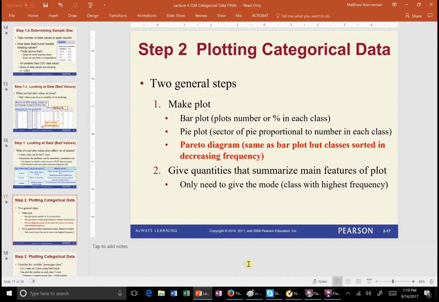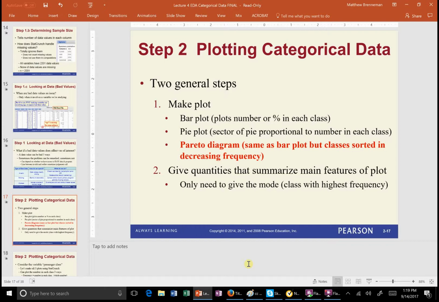Quantitative is much more complicated. And so, a bar plot is just plotting the number in each class or the percentage. A pie plot is where you have a pie and the sector is kind of proportional, the area is proportional, right? Or the angle maybe is proportional to how many are in the class. And a Pareto is the same as a bar plot, but what we do is we order the bars from highest frequency to the lowest frequency. Pareto diagram is the least heard of these 3.